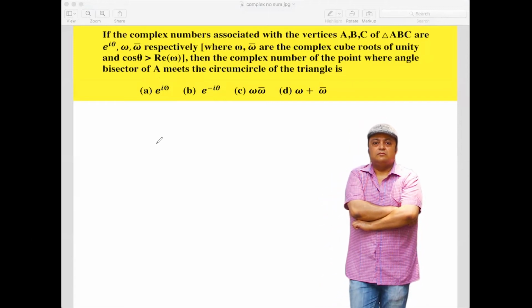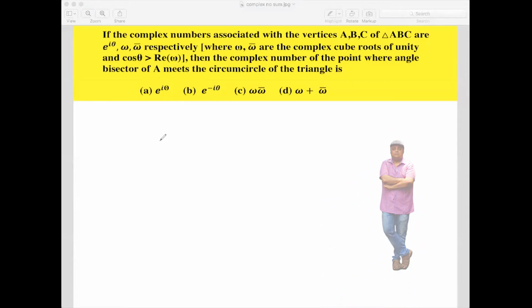So here we are given complex numbers associated with the vertices A, B, C of a triangle ABC, and the complex numbers are e to the power i theta, omega, and omega bar. Omega bar and omega are complex cube roots of unity. You know that omega bar is nothing but omega square, and cos theta is greater than the real part of omega.